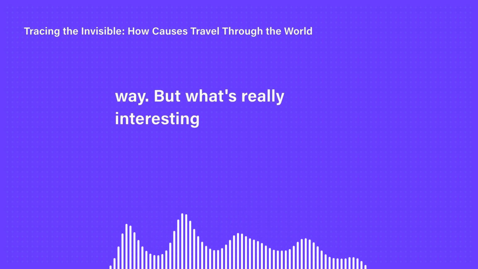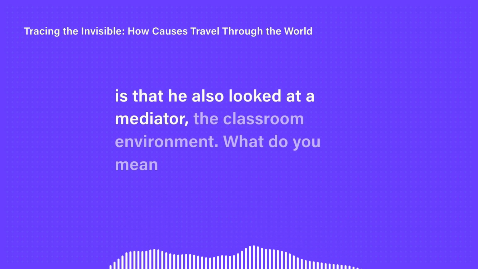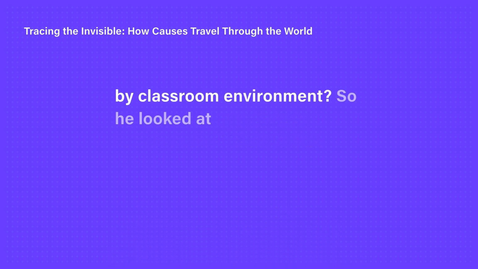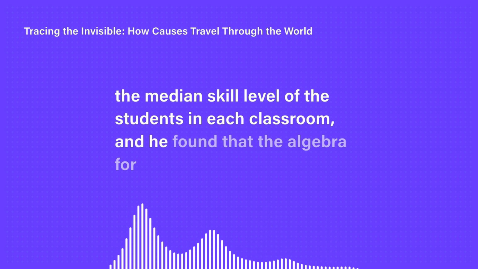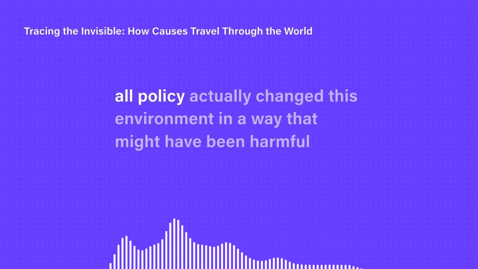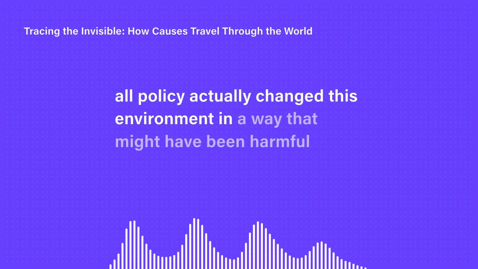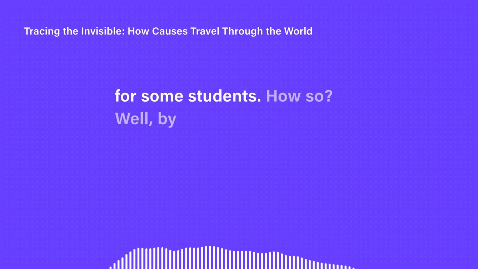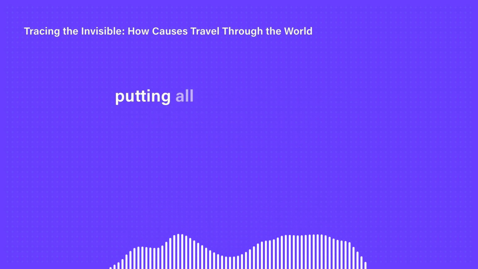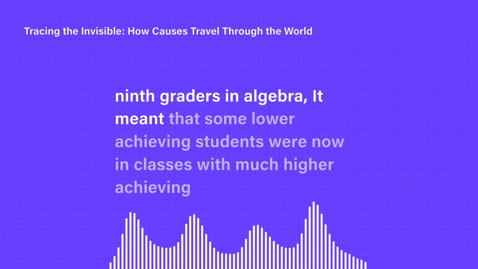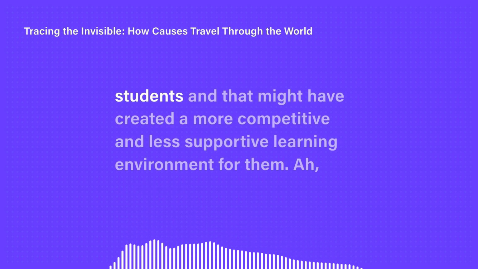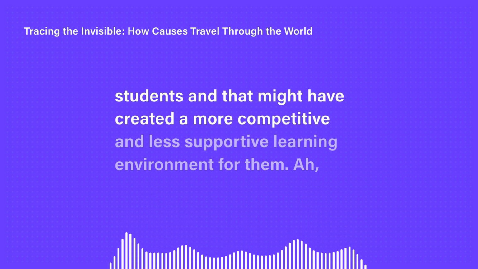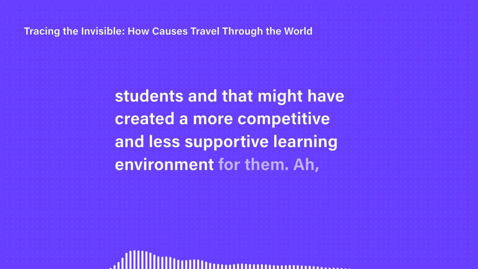But what's really interesting is that he also looked at a mediator, the classroom environment. What do you mean by classroom environment? So he looked at the median skill level of the students in each classroom, and he found that the Algebra for All policy actually changed this environment in a way that might have been harmful for some students. How so? Well, by putting all ninth graders in algebra, it meant that some lower achieving students were now in classes with much higher achieving students. And that might have created a more competitive and less supportive learning environment for them.